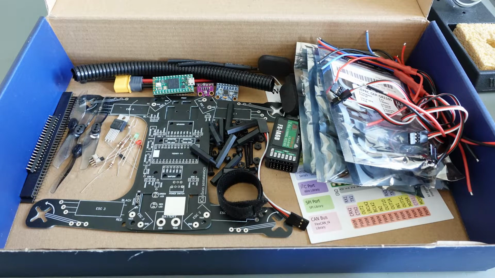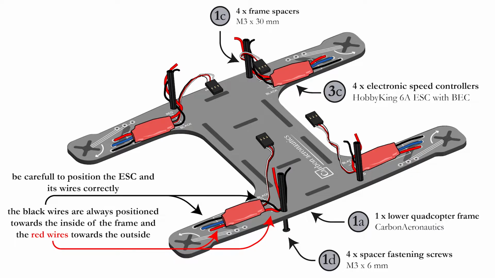Let's start by building the lower quadcopter frame, which will hold the most expensive components, the ESCs and motors. First, you will install the frame spacers and the ESCs. As highlighted in the illustration, you need to make sure the black wires from the ESCs are always positioned towards the inside of the frame.